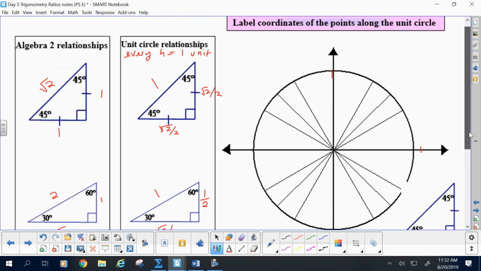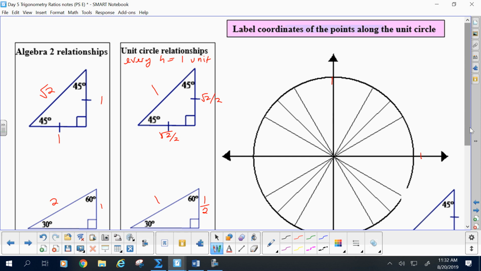So in terms of the coordinates, all of this circle is the reference triangles with the radius of 1. So in terms of this point, if the radius is 1, then what's the x, what's the y? The x is 1 and the y is 0, okay?